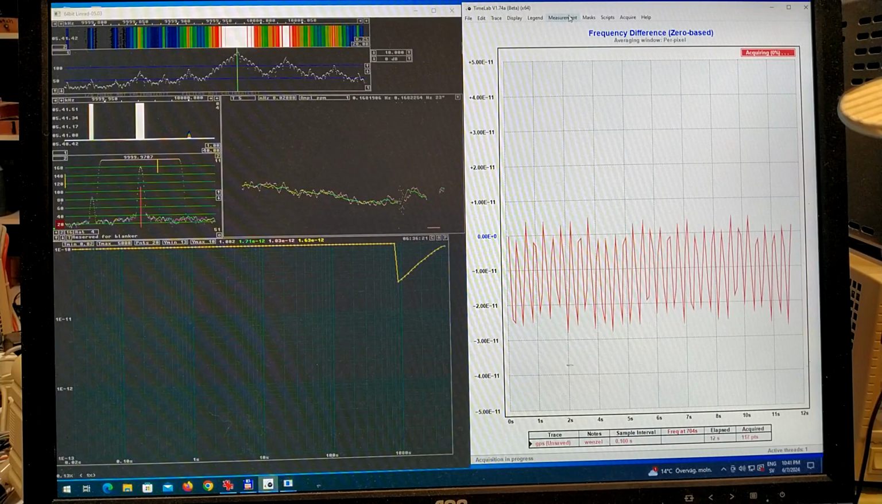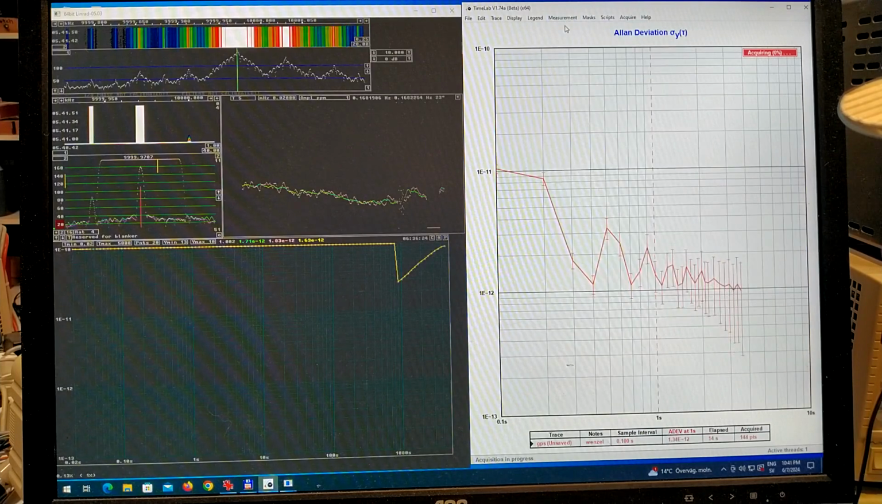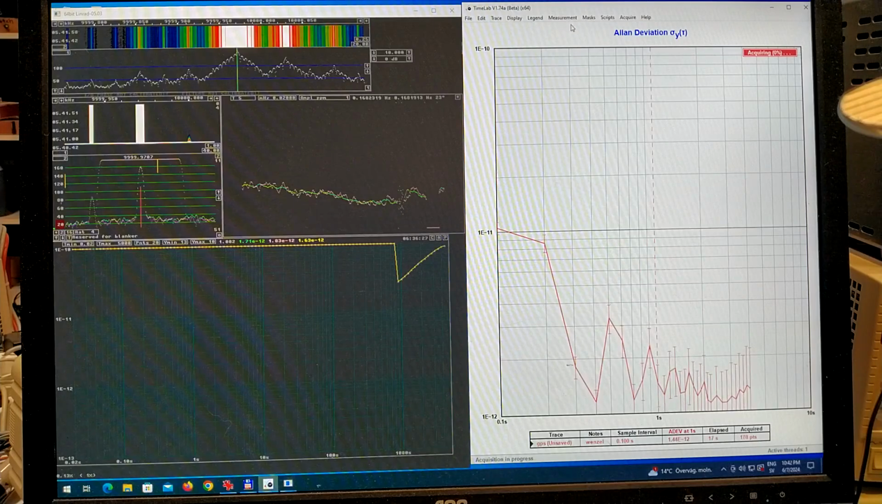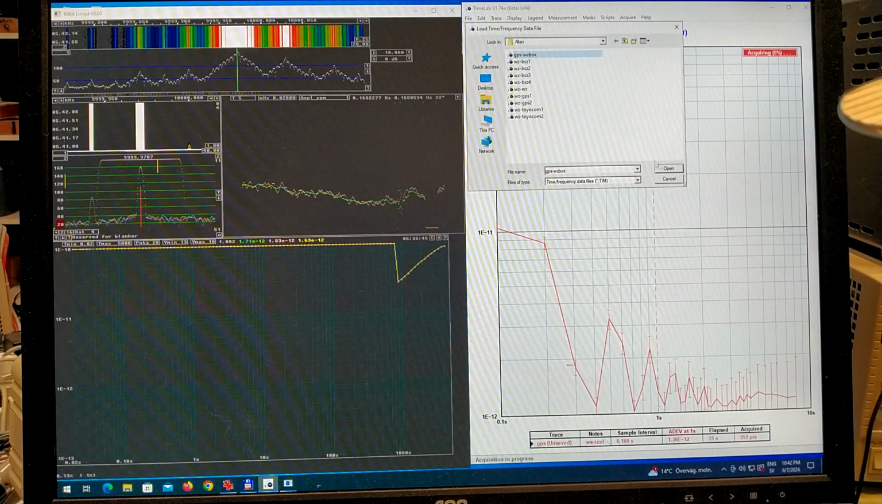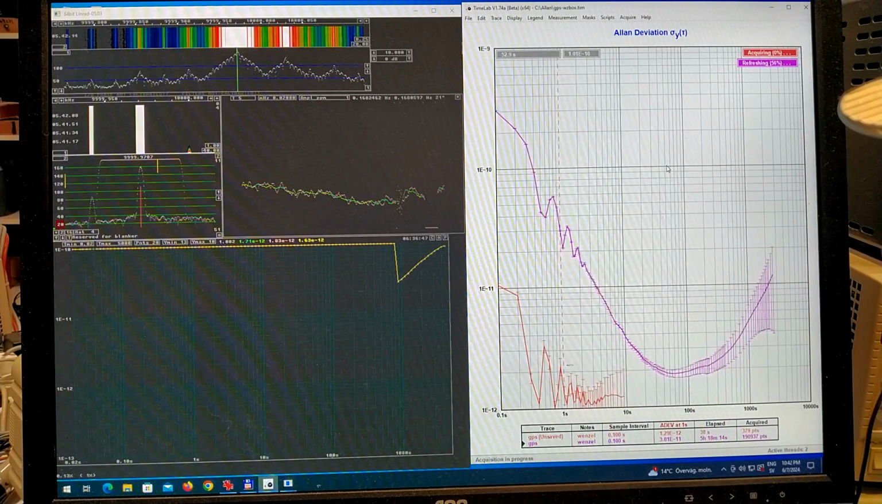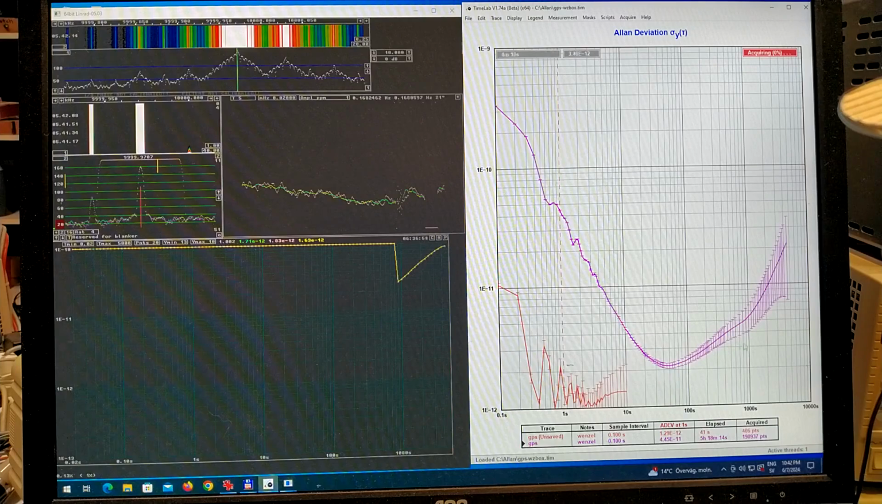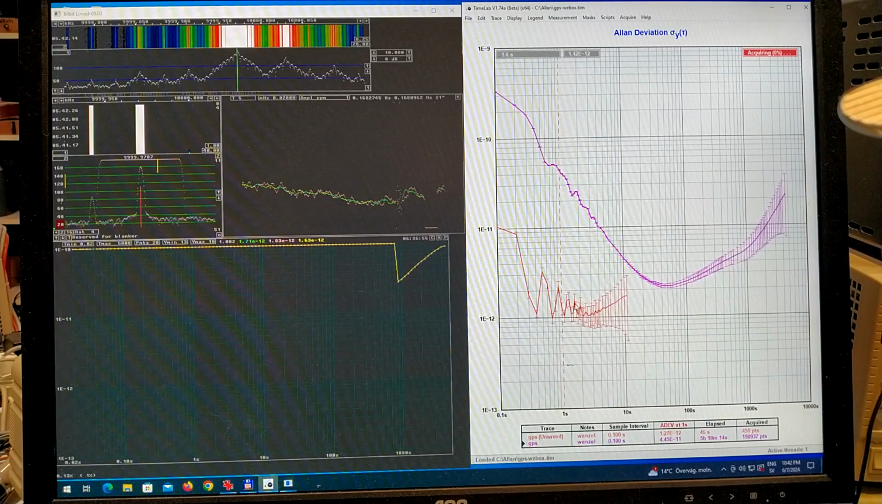If I look at the Allan deviation, it looks like this. And the level is very low. If I look at the function I saved during the night, it was this curve. So it is much lower at short times. So this is the proper result.